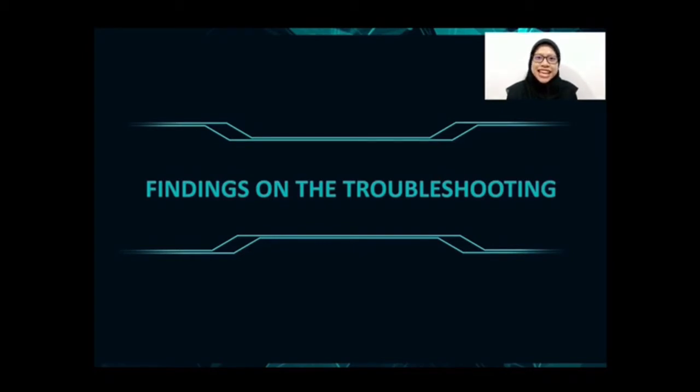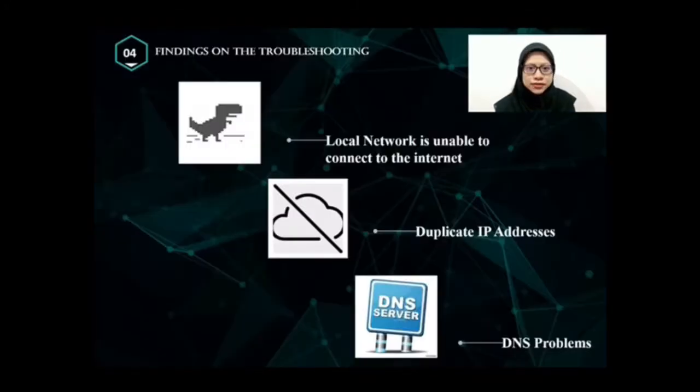So now, let's talk about findings on the troubleshooting. What we found in this issue is, first, the local network is unable to connect to the internet. Second problem is duplicate IP address. We will see an error that the address is already in use when two devices try to share a single IP.